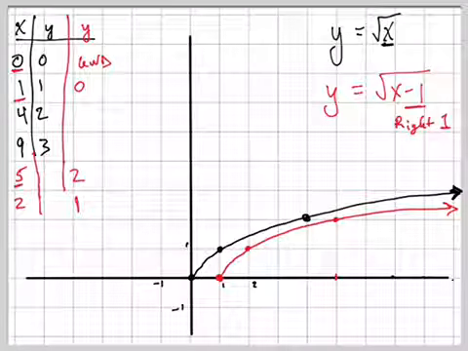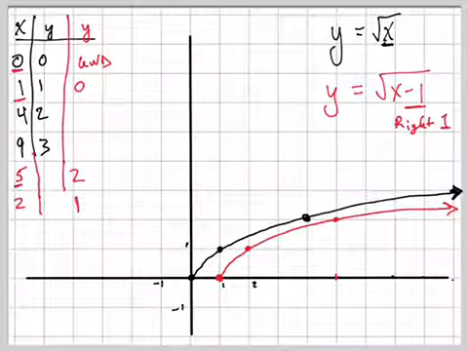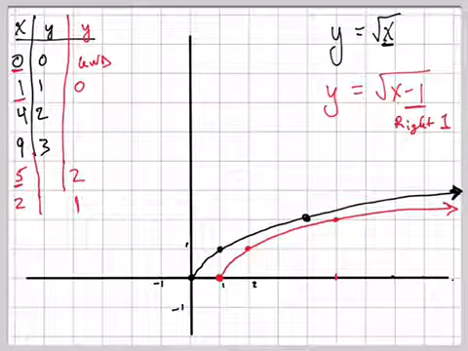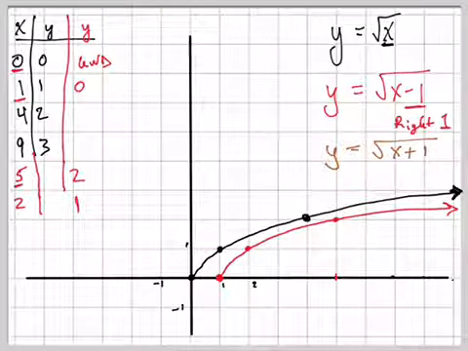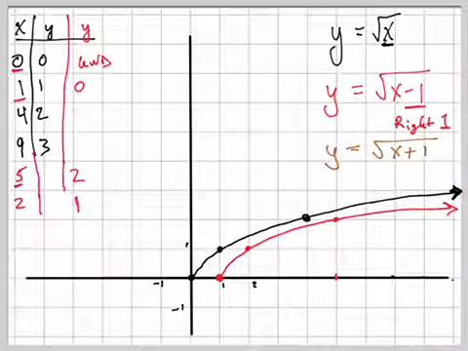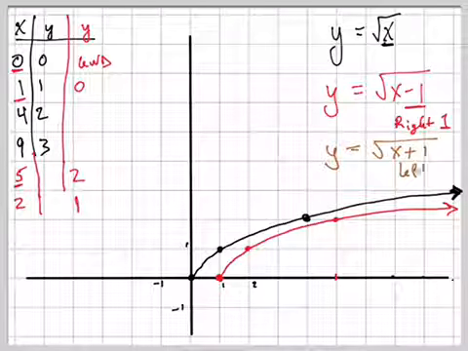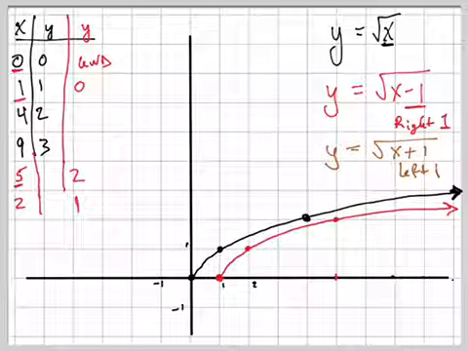Guess what would happen if you added 1 to the inside? What do you think x plus 1 is going to do? Move it to the left. Yeah, it's going to move it to the left 1. Remember learning about that now? Okay, so that's what happens.